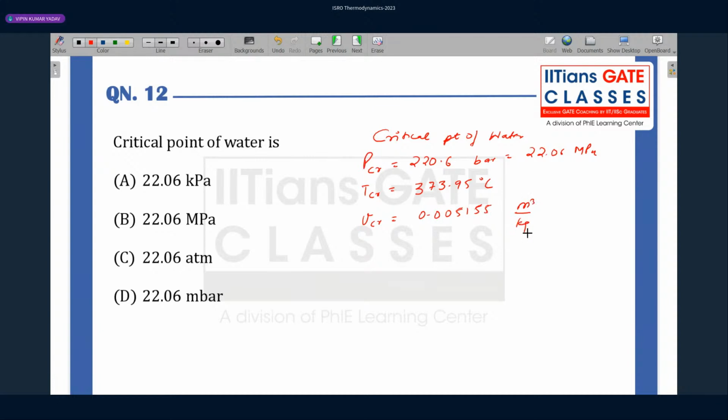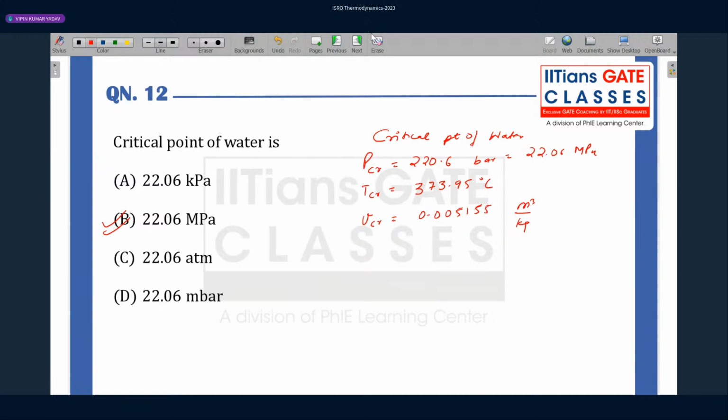So these are the conditions that this gives you, and it is fixed. At the critical point, the degree of freedom is also 0. So this point is fixed: critical pressure, critical temperature, critical volume. So what is the right answer? B is the right answer. Critical pressure is this. This is a straightforward question. It should not take more than 5 seconds to give the right answer. There is nothing to solve here.